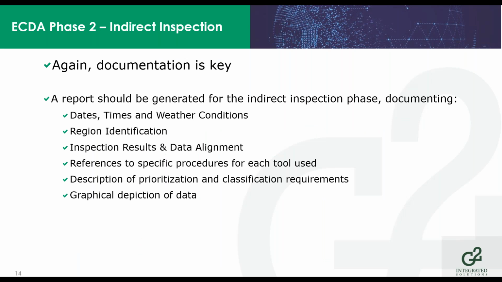Again, finally, with the indirect inspection, the documentation is key. Your indirect inspection report should always document as much as possible, including dates, times, and whether that may have an impact on the data that's being gathered. It should again confirm your region identification and provide your inspection results and data alignment. You should include references to the procedures used for each of the tools, and a description of the classification and the prioritization if you want to include that in this report. Some operators do, some operators don't. And then always a graphical depiction of the data. It's generally the easiest way to look at the data for these types of projects.